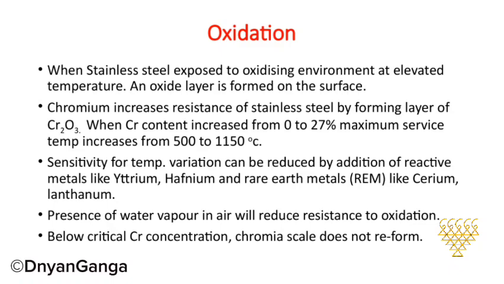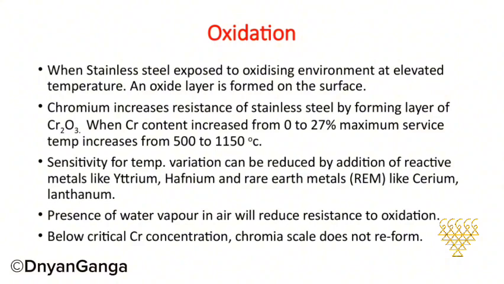However, the sensitivity of this protective oxide layer to temperature variations can be an issue. To mitigate that, manufacturers often add reactive metals like yttrium, hafnium, or rare earth metals such as cerium and lanthanum. These elements help stabilize the oxide layer, making it more resilient across different temperature ranges. It's also important to note that the presence of water vapor in the air can reduce the steel's resistance to oxidation. Water vapor accelerates the oxidation process, which can compromise the integrity of the protective layer.